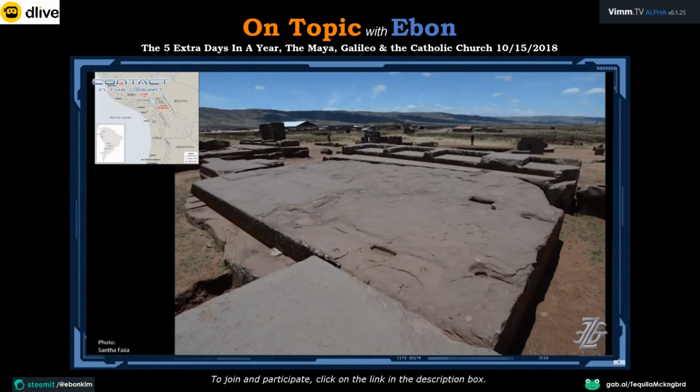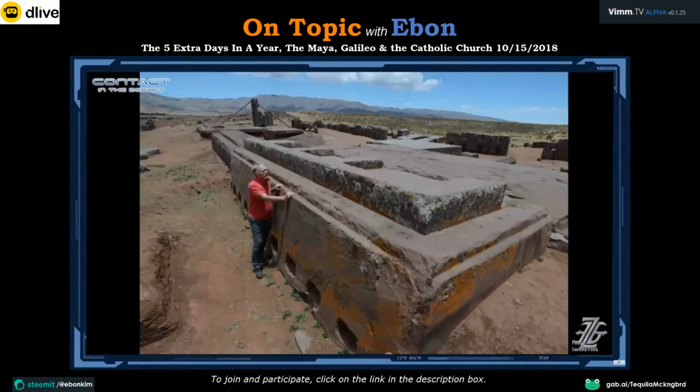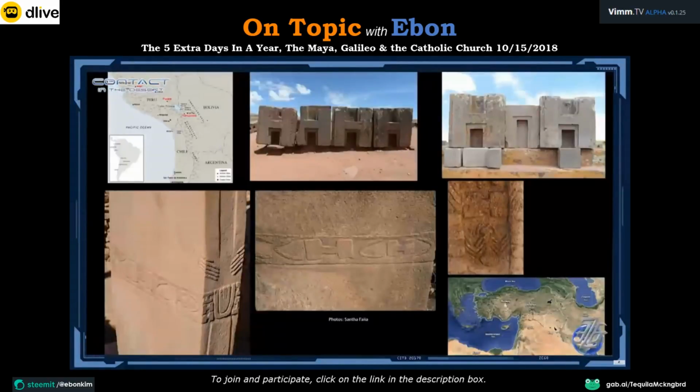Tiwanaku in Bolivia, giant megaliths, again up to the range of 300 to 400 tons. I'm standing beside one of them here. What do we see in the background? What we see in the background are some funny-looking blocks. Let's get closer. Oh, they're H-shaped blocks. They look almost like they're the end pieces of something. It's like maybe something metal was joined together by these pieces.